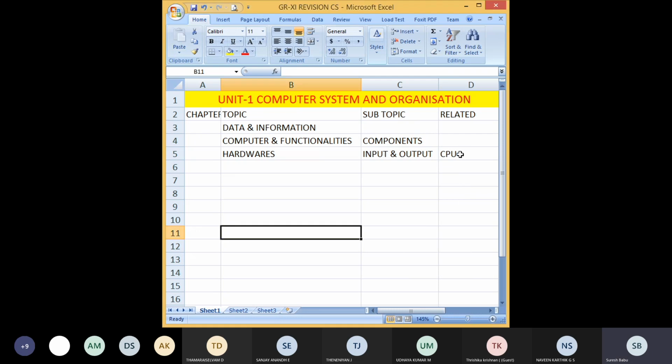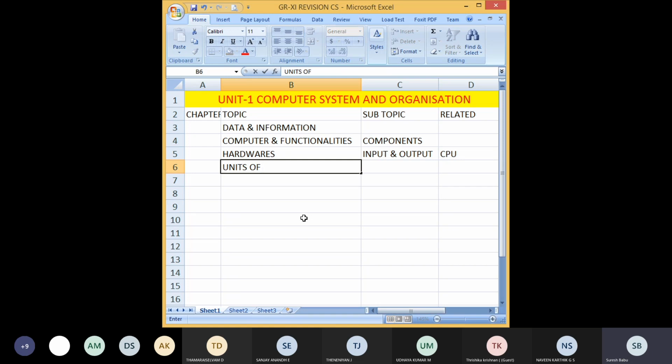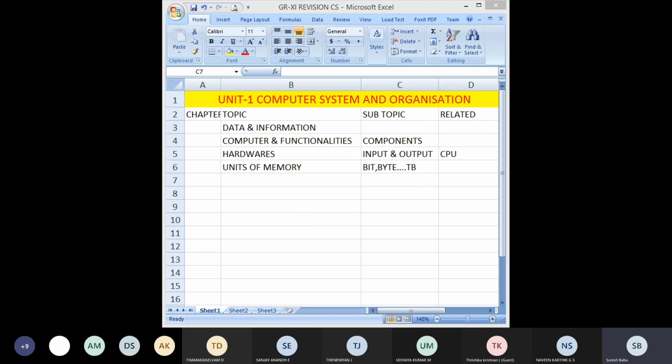The CPU contains the control unit, arithmetic and logic unit, and memory unit. And for memory, you should know the units of memory: bit, byte, kilobyte, megabyte, starting from bit and byte and going up to terabyte, 1 TB. Don't forget anything, you should know all these things.